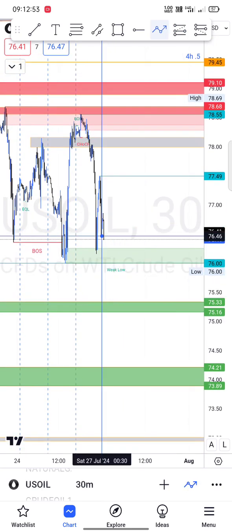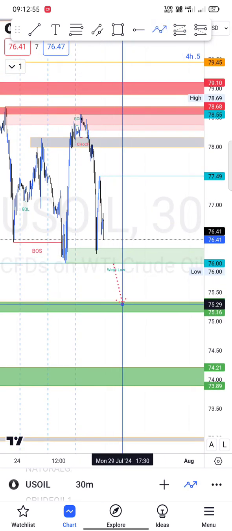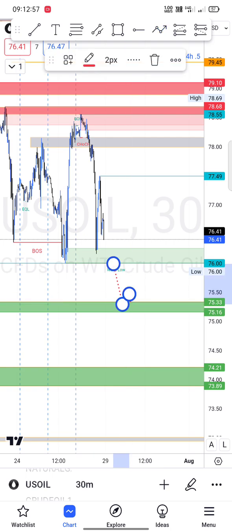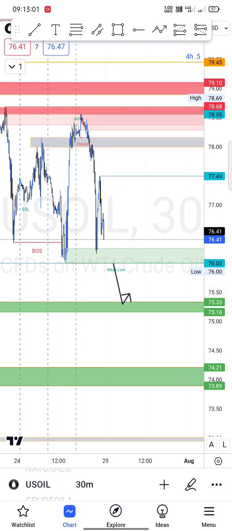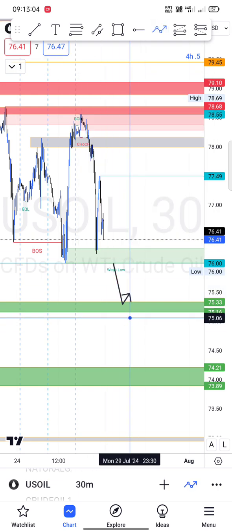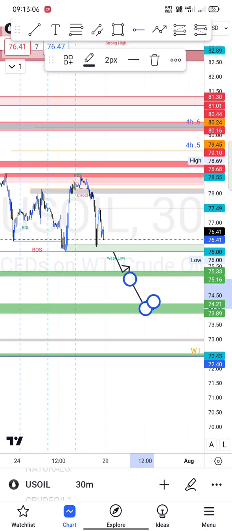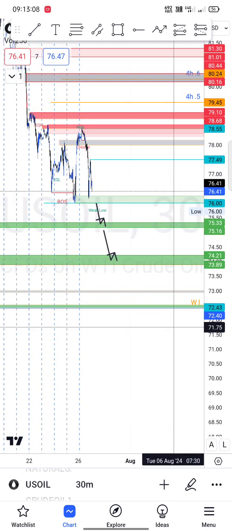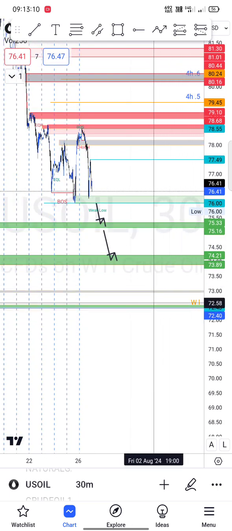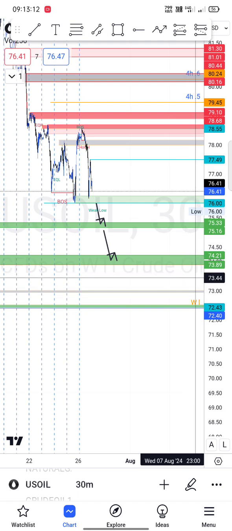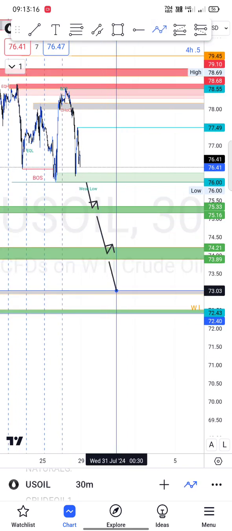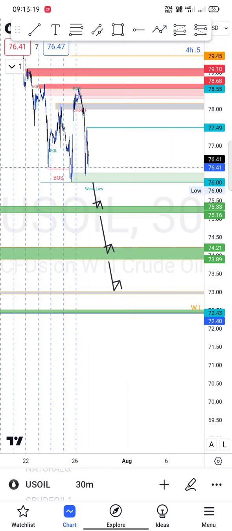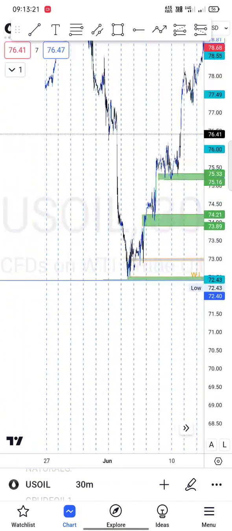Sorry, here. Market can return. So possible return here. It is breakout. Next target is this. Okay, this is our weekly low. So can see this key level. So wait and see.